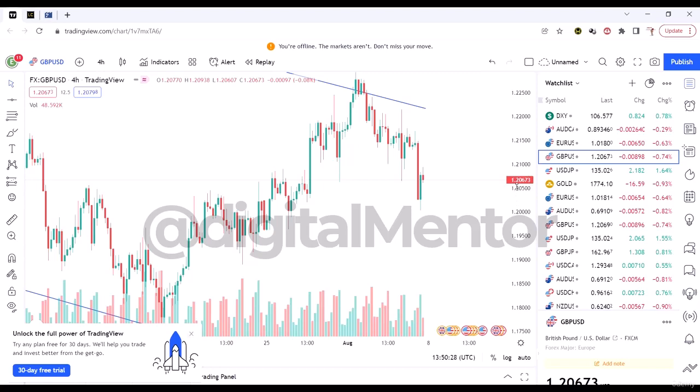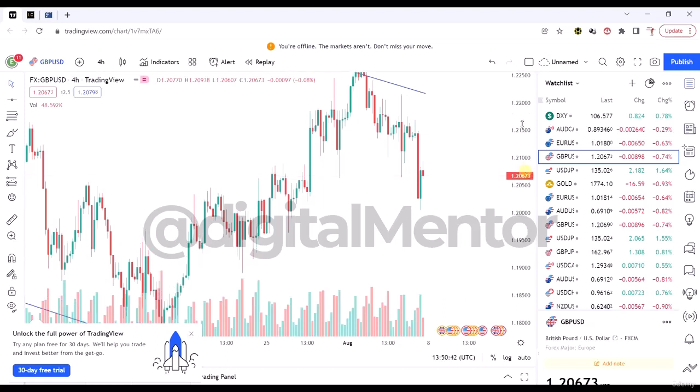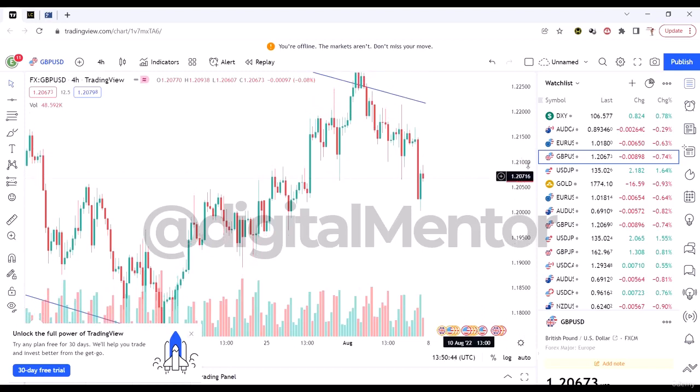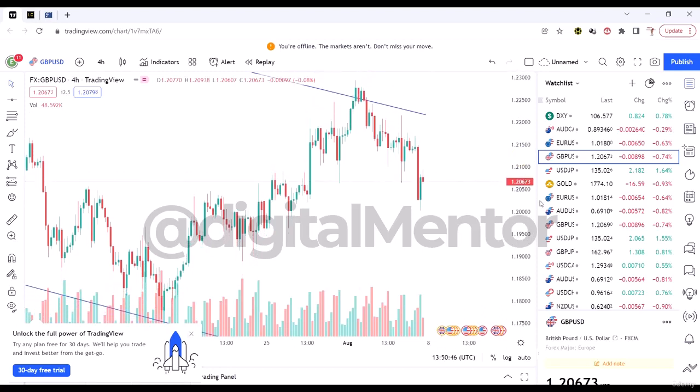So when the price moves from 1.20673 to 1.20683, it means the price has moved 1 pip. If it moves from 7 to 9, it means it has moved 2 pips. Okay, so that's basically the idea of pips and pipettes.